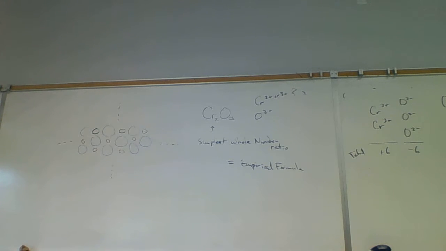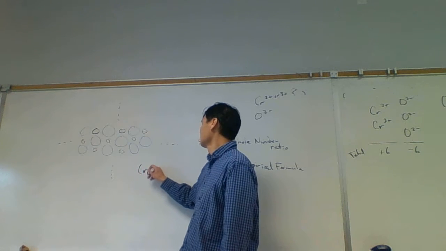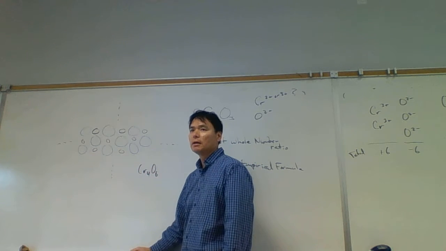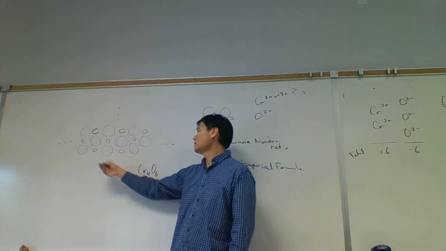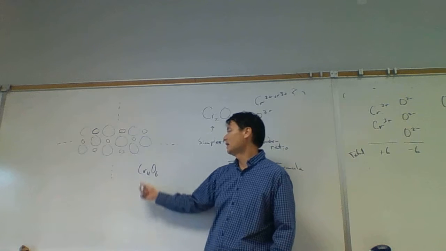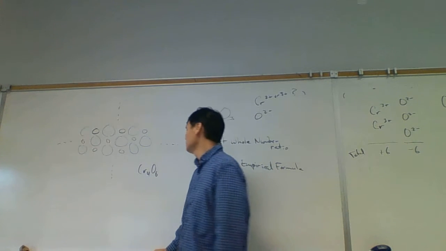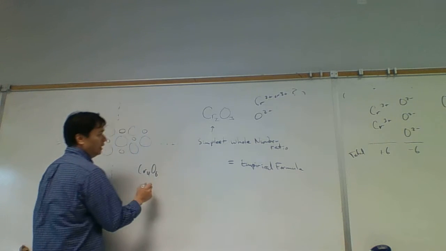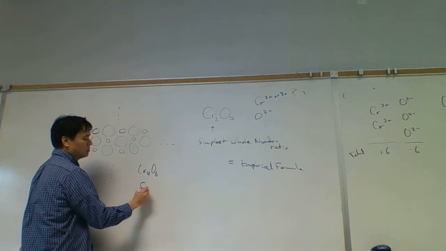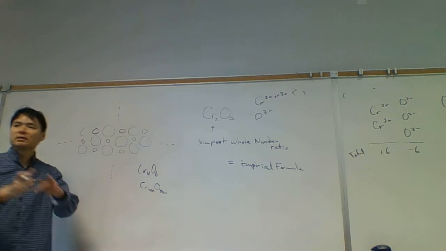So if it was Cr4O6, it's still the same. In fact, when we build up this lattice, I have 1, 2, 3, 4, 5, 6, 7, 8. I get Cr8. It's always got to be in the same ratio. And so empirical means the simplest whole number ratio. It could be anything like Cr200, O300. Depends on how big the crystal is.